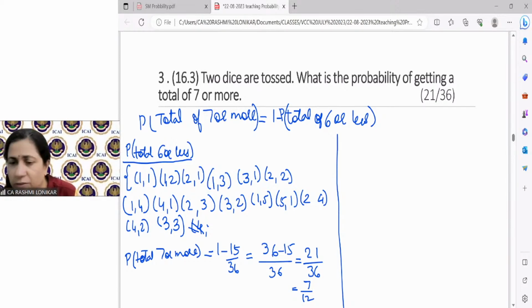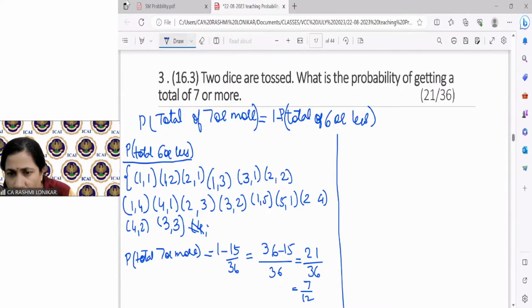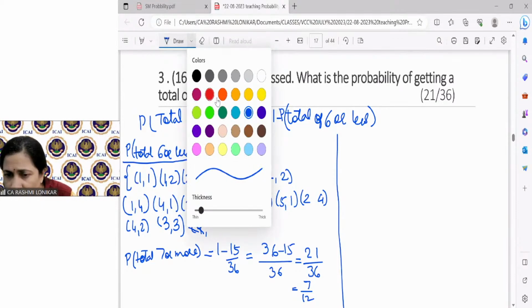The other way, so this is the easier way, because I'm trying to find out the smaller numbers when I'm talking about 7 or more, where you have a lot of options. If you're not able to do this, no problem, you can still do it the other way.